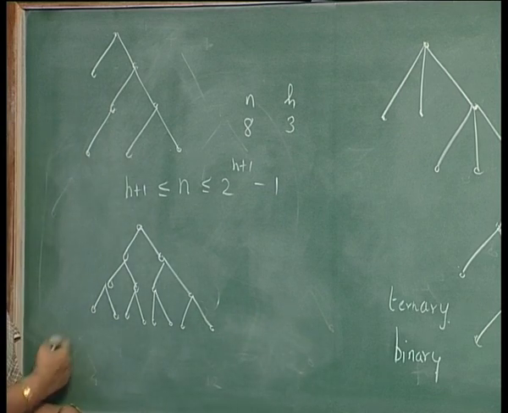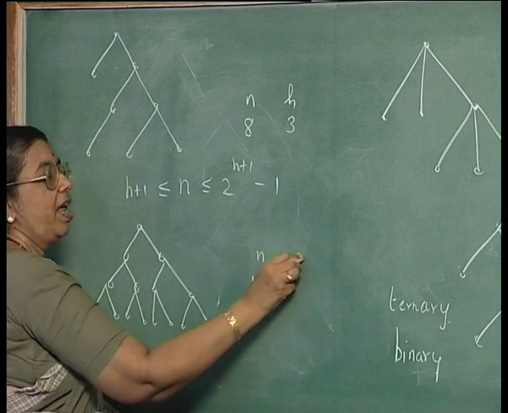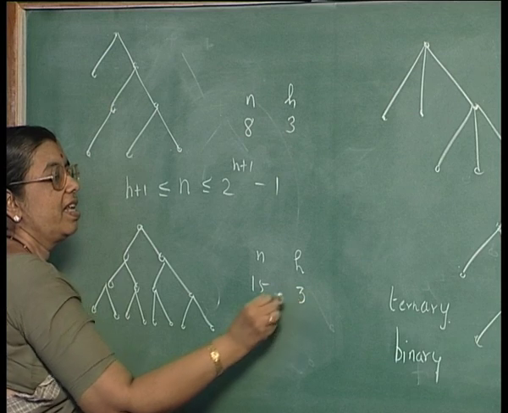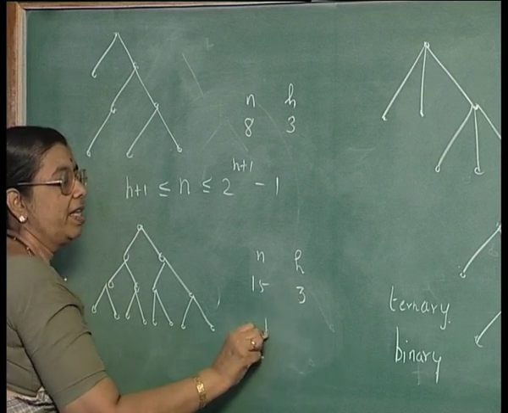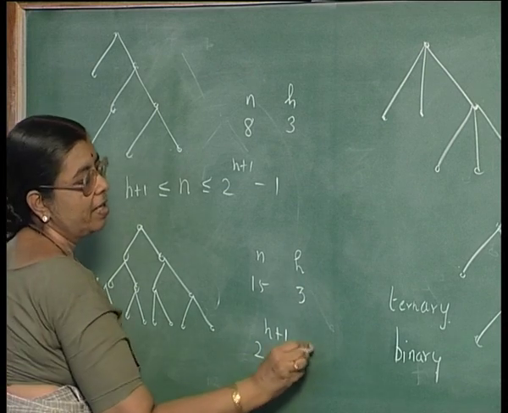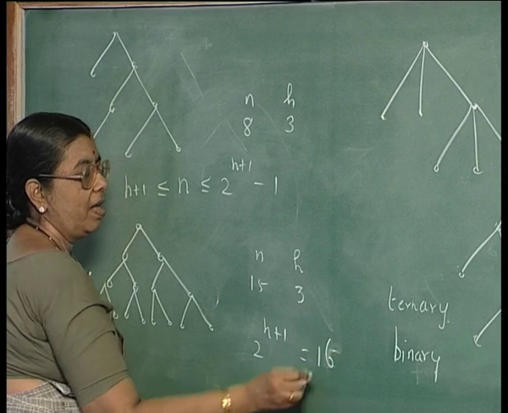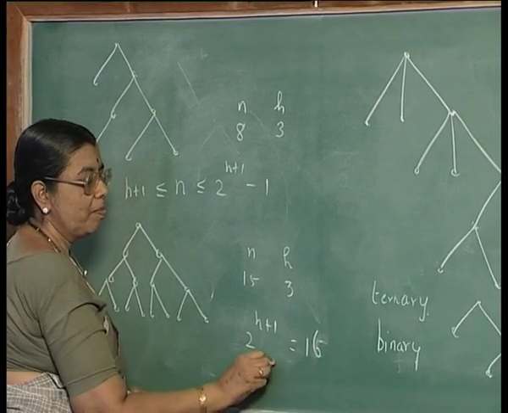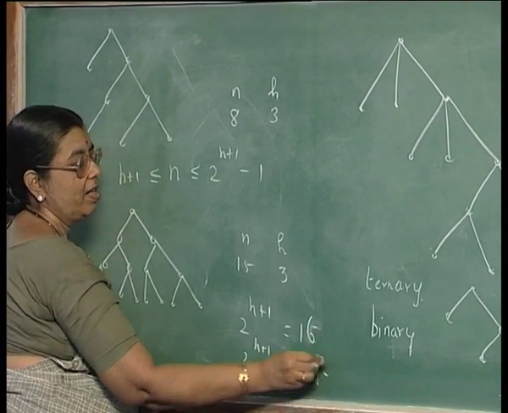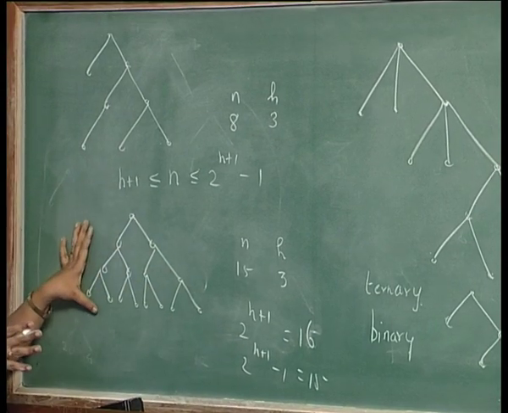So, what is the number of nodes here? The number of nodes is 15, n is 15 and h is 3. So, what is 2 power h plus 1? 2 power h plus 1 is 16, and 2 power h plus 1 minus 1 is 15. So, in this case you get the maximum number of nodes for this height.